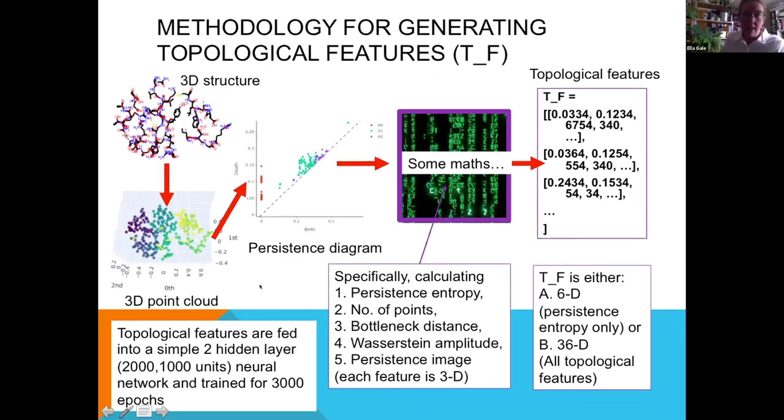So we take our 3D structure, we make a point cloud, we make these diagrams, and we do some matrix maths, and we end up with some topological features. That's what these features are here. You don't really need to know exactly what they are. The number of points is quite obvious; the others are measurements to do with distances between points. For the experiment I'm going to show you, we take either six dimensions, that's persistence entropy, x, y, z for ligand and protein, or 36 dimensions, that's all of them, and we train a really simple neural network. Just a feed-forward network with a hidden layer, with fewer units than people were using in the 90s. It's not deep learning or anything like that.